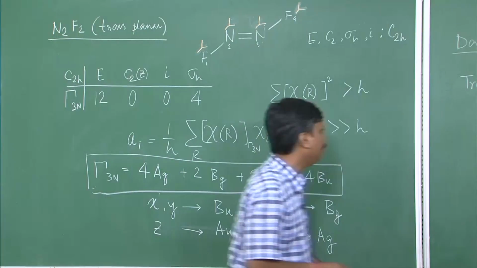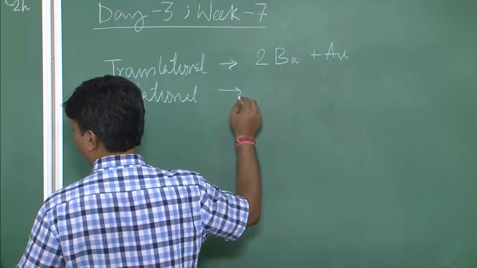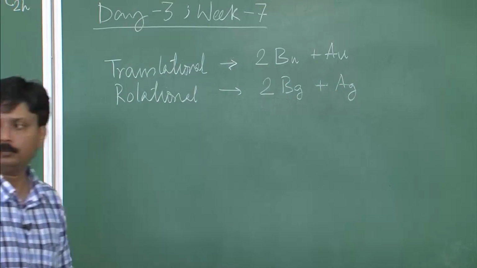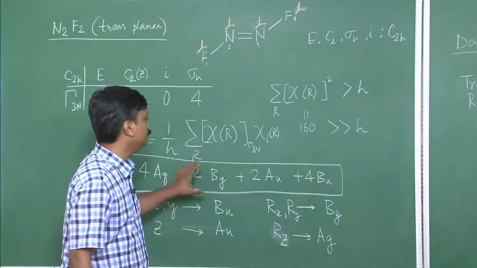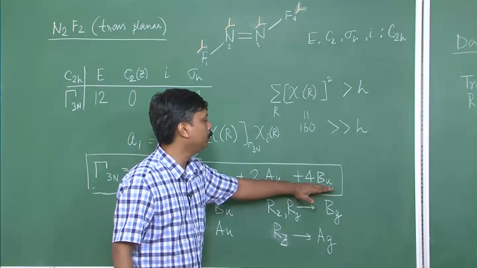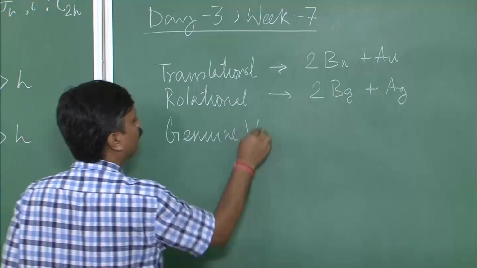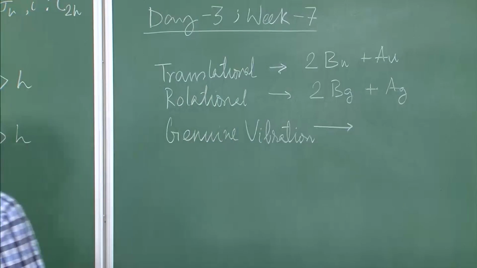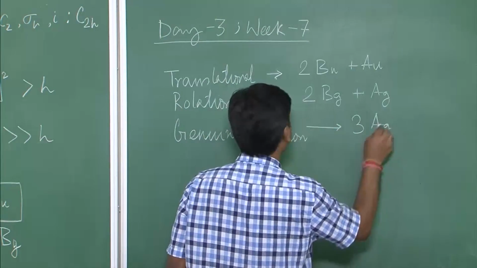And rotational, I have 2Bg similarly plus Ag. Now I have to remove these contributions from this total list. So if I do that, Bu and Bg occur twice in that list. So Bg is gone and Bu becomes 2, right. So the genuine vibration refers to Ag, which occurs one time there. So, from 4 I remove 1. So, I have 3 Ag.